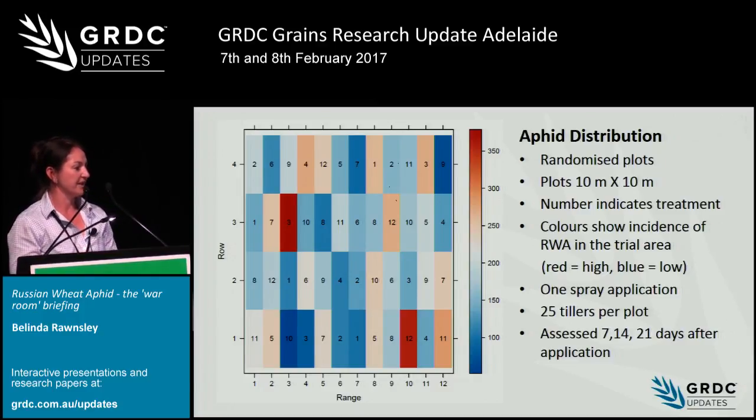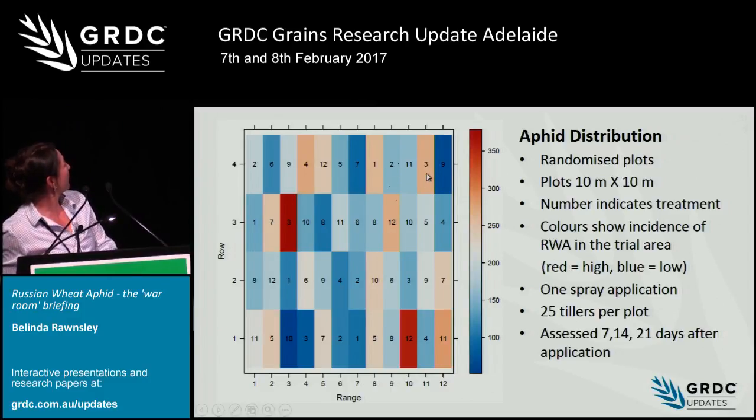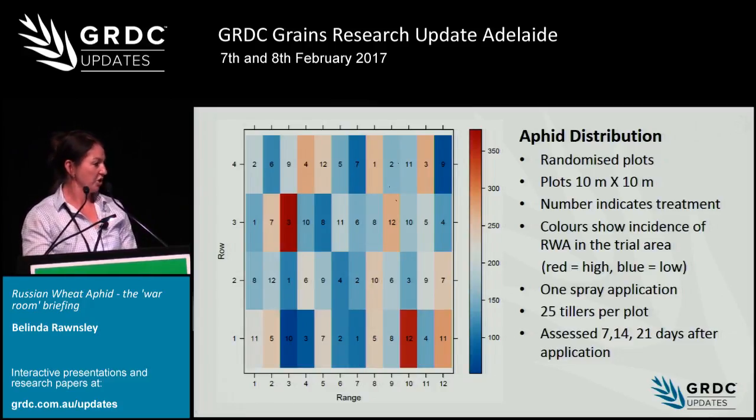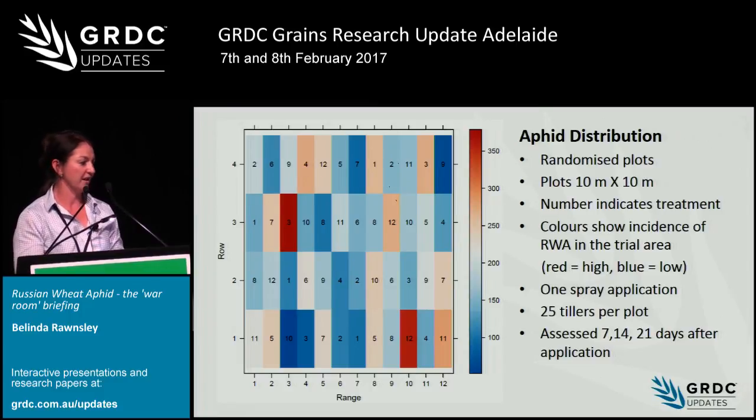So our plot size was 10 by 10 metres, and the number on this slide is indicative of the treatment. So for example, this particular trial had 12 treatments, and as we can see here, we've got a hotspot at treatment 3, but it's also in the range up the top here. Middle here is low and lower still. So we weren't just putting that treatment on a hotspot. So there was no significant difference between the treatments to begin with. All trials had 1 spray application, and then the aphids were counted after the initial count, at 7, 14 and 21 days, or around those timings because of the rain.